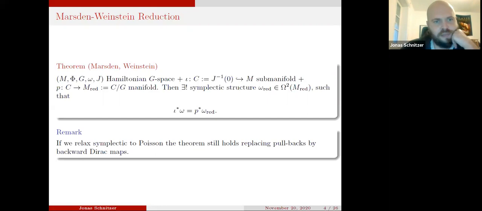Okay, so there's just a tiny remark. If we replace symplectic by Poisson, we can even find something similar. We just have to take care of pullbacks, because of course pullbacks of bivectors is not really possible. Besides, if you're doing Dirac geometry, then it's possible. And so basically it says that you can replace everything with Poisson structures.